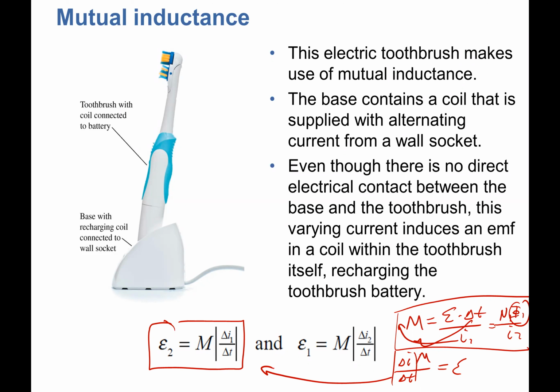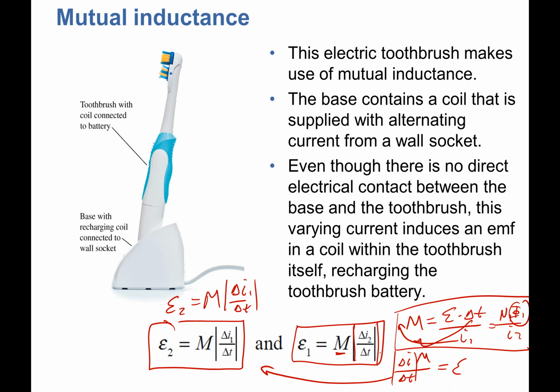Okay. That means if you're looking at the EMF of coil 2, it equals the mutual inductance times how the current 1 changes as a function of time. And if you want to find the EMF for coil 1, it is the mutual inductance times how the current 2 is changing as a function of time. Which gives you the EMF generated by that mutual inductance.